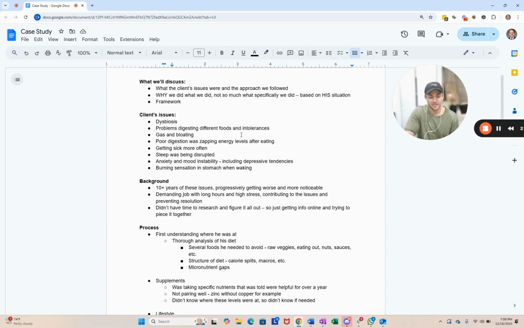If you have 70% of your immune cells in your digestive tract and you're dealing with dysbiosis or other digestive issues, it's very likely that that is going to affect your immune system, especially if it's something you've been dealing with for a while. So that was something he was dealing with.